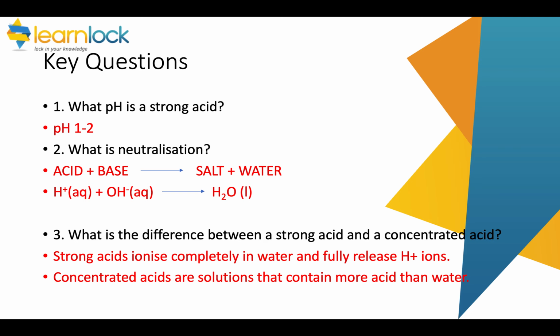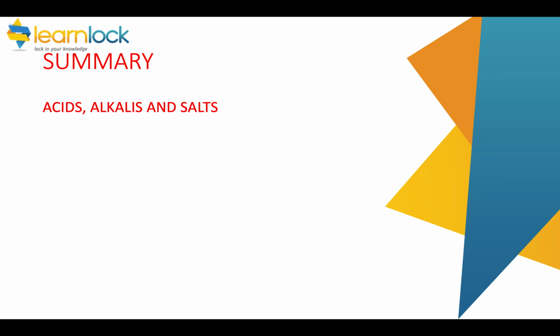What's the difference between a strong acid and a concentrated acid? Strong acids ionise completely in water and fully release H plus ions. Concentrated acids are solutions that have more acid in them than water. In summary, we've looked at acids, alkalis and salts.